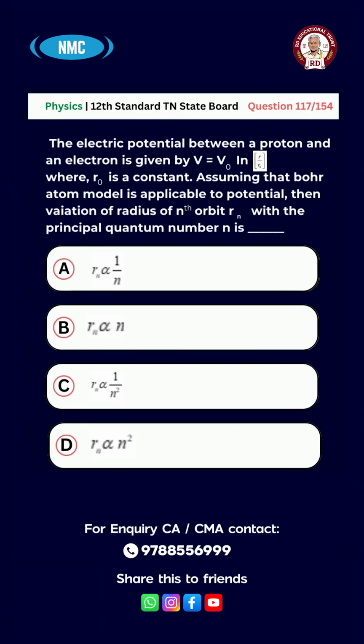Question number 117. The electric potential between a proton and an electron is given by V equal to V0 ln(R/R0), where R0 is a constant. Assuming that Bohr atom model is applicable to this potential, then the variation of radius of nth orbit Rn with the principal quantum number n is option A Rn proportional to 1/n, B Rn proportional to n, C Rn proportional to 1/n², D Rn proportional to n². The right answer is option B Rn proportional to n.